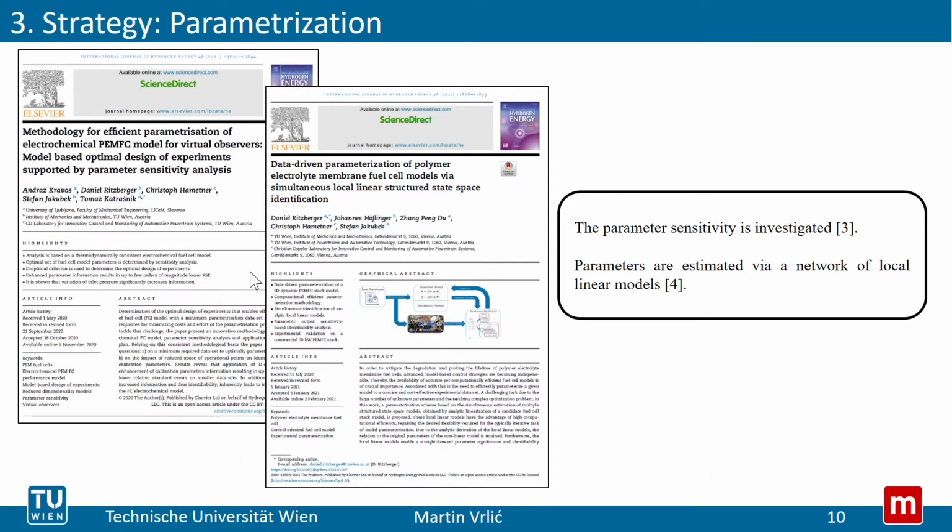The next step is to parameterize the model. Very briefly, the parameter sensitivity is first investigated to determine which parameters are most important to design the experiment, and then the parameters are estimated via a network of local linear models. Remember, we had a non-linear model, so we linearize the model around several crucial operating points and use those linear models to estimate the parameters.